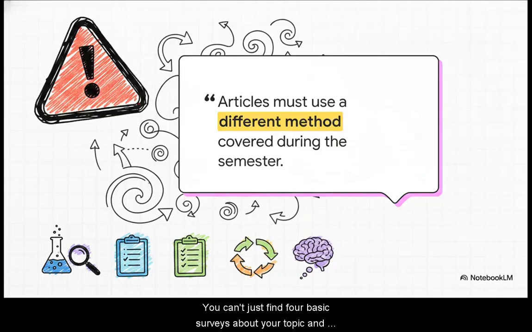You can't just find 4 basic surveys about your topic and call it a day. You need variety. When you're gathering your 4 articles, you have to make sure one might be an experiment, another's a survey, maybe a third is a correlational study, and so on. You've got to identify the research design on each slide and basically prove that you've found 4 distinct ways researchers have investigated your topic. Keep this rule front and center when you're searching that database.